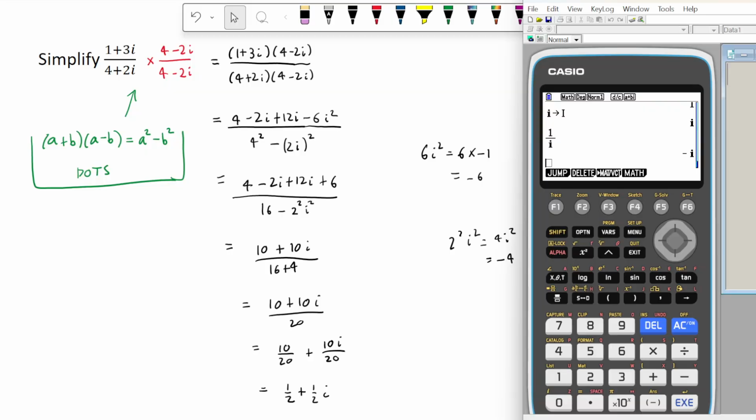We can also check this on a calculator. So we hit the fraction button, 1 plus 3i on the top and 4 plus 2i on the bottom. Hey, it's a half plus a half i. That's very good news for us.